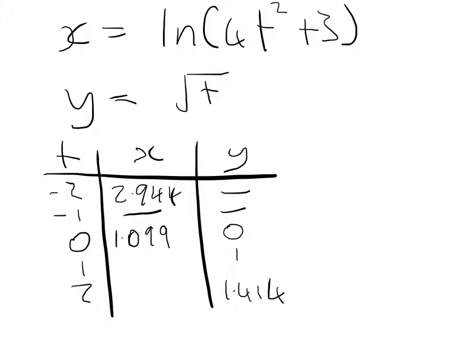Right, so then we have to put in 1 in here. So 1 squared is 1, 4 plus 3 is 7. So we're going to find the natural log of 7, which is 1.946. And then with 2, obviously we figured that out before, it's 2.944.